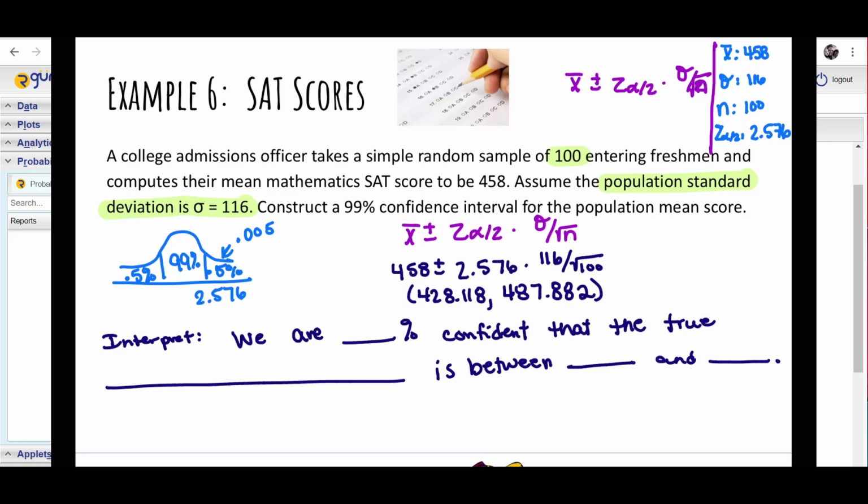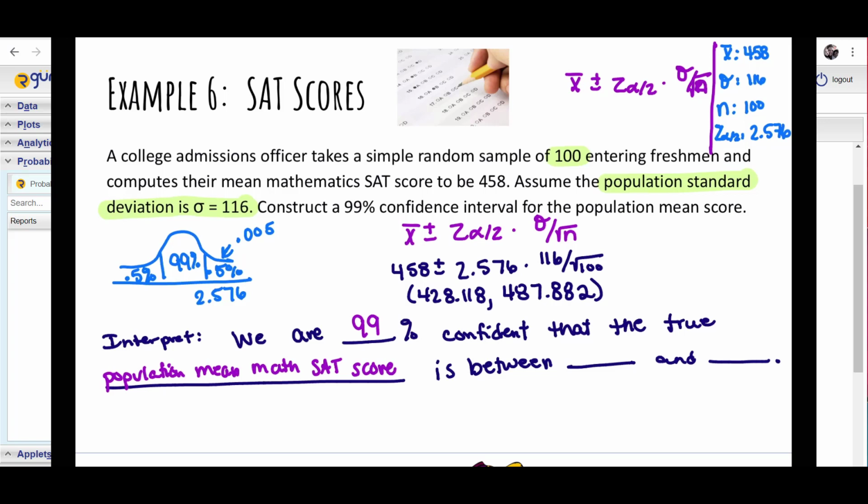We are 99% confident that the true, we were doing a population mean, and you have to give it in context. Mean of what? Mean SAT score. And actually, we could say mean math SAT score, because that's what we're doing.